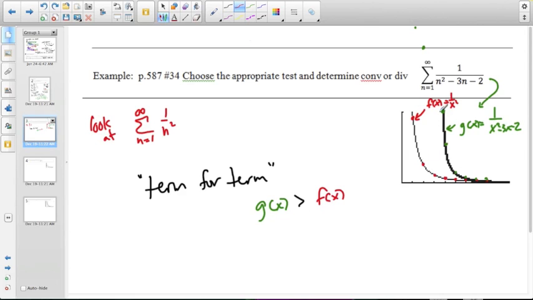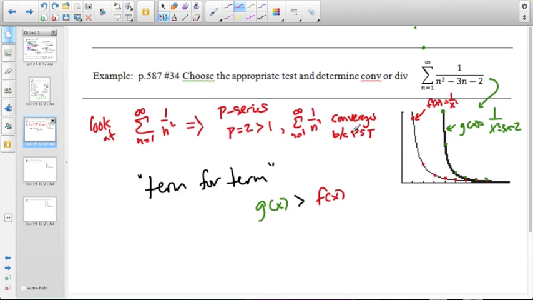And so if we know something about 1 over x squared, in other words, if we know something about this series, and we do, this is a p series, and p is equal to 2, which is greater than 1, so we know that this series here converges because of the p-series test. So we have to do our typical test on what we're looking at here.